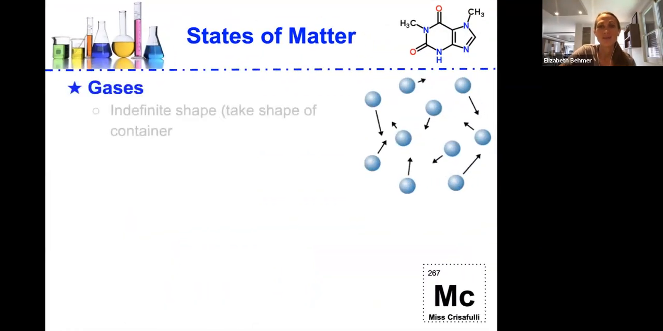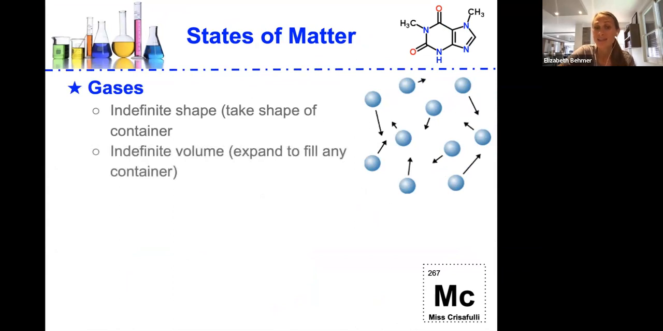Moving on then to gases. Gases have an indefinite shape. They will take the shape of the container, and they have an indefinite volume because gases have particles that can move all over the place, and gases will always expand to fill any container.